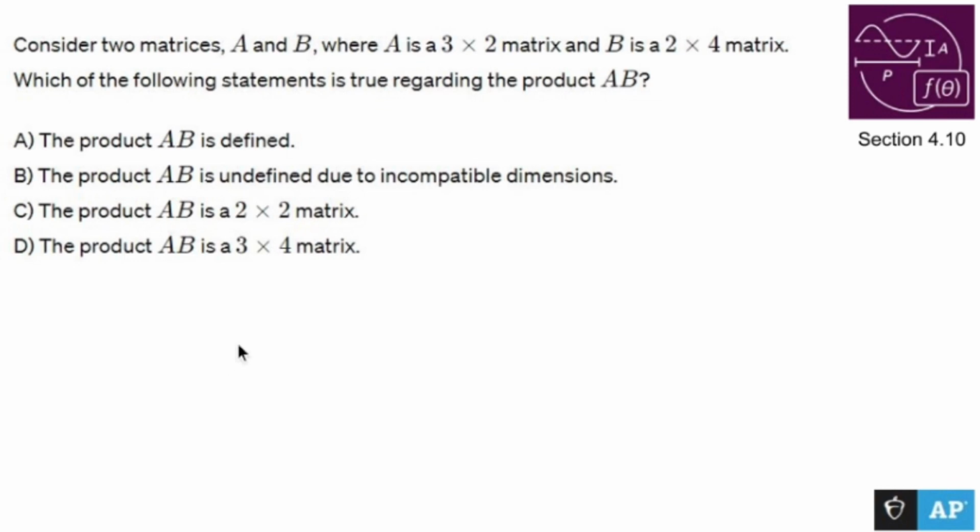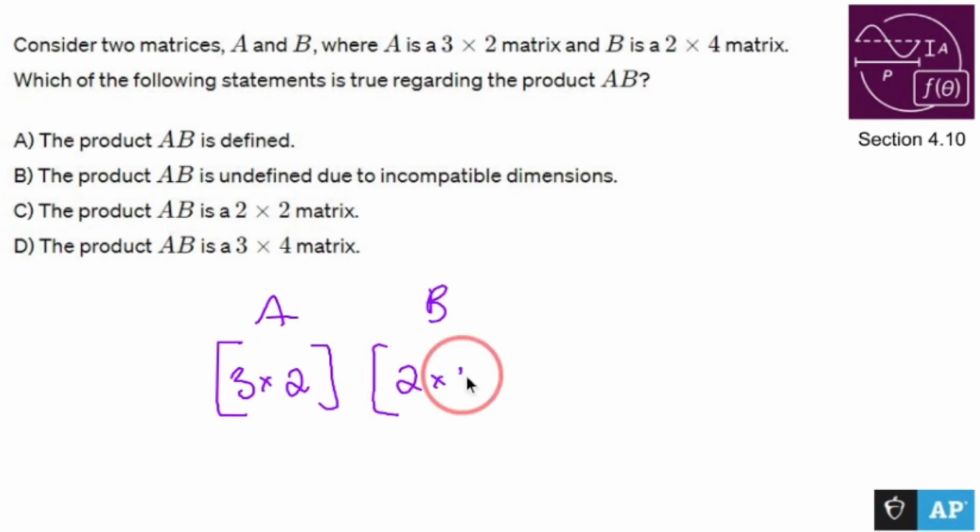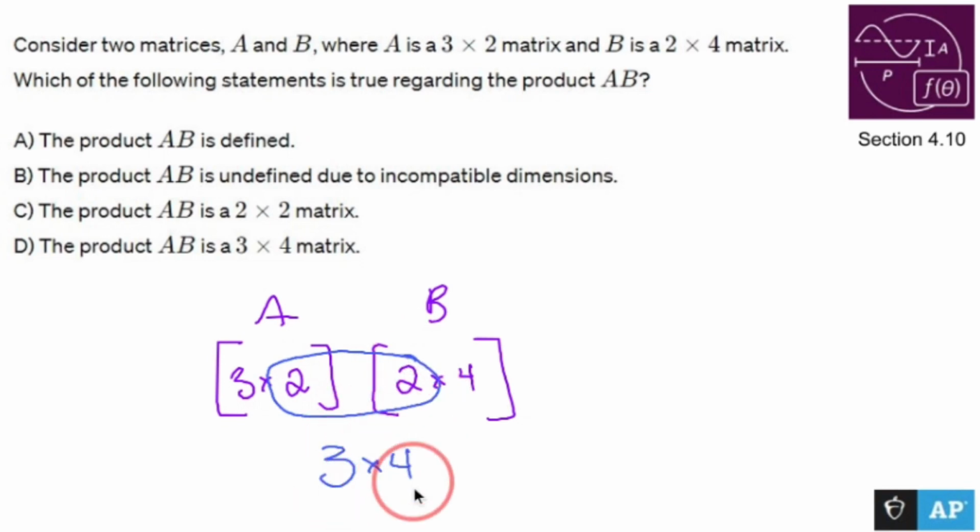All right, well, if A is a 3 by 2, right, and if B is a 2 by 4, without looking at my options, this is allowed. You will get something that's defined because the inner two numbers are exactly the same. And what you'll get at the end is 3 by 4. So the product AB is defined.